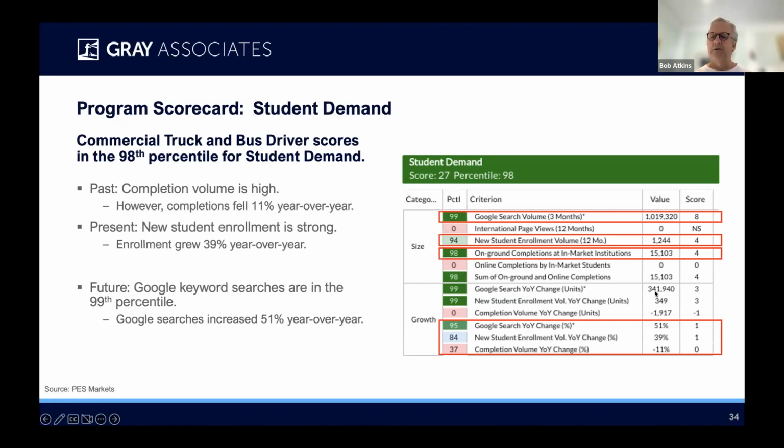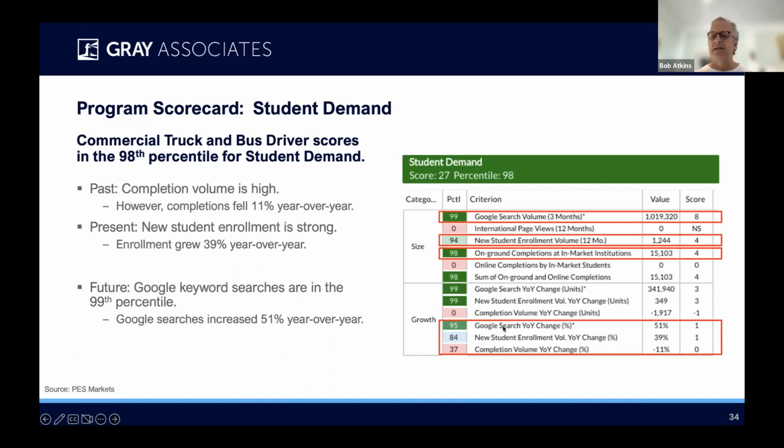Moving down, year-over-year change. This is an interesting case of past, present, and future. So in the past, completion volumes were declining, down 1,900 or 11%. In the present, however, new student enrollment is actually up 349. That's 39% growth. In terms of unit volume, it's the 99th percentile. In terms of percent volume, it's the 84th percentile. So right now it's growing.